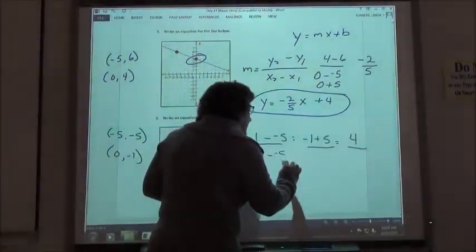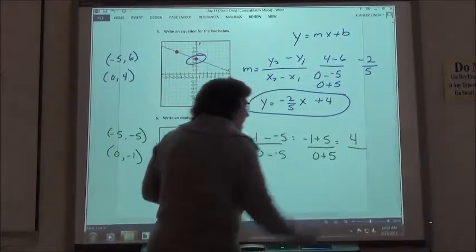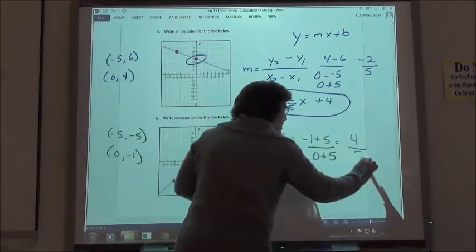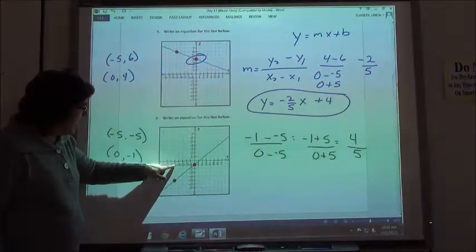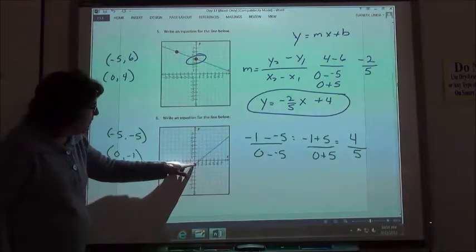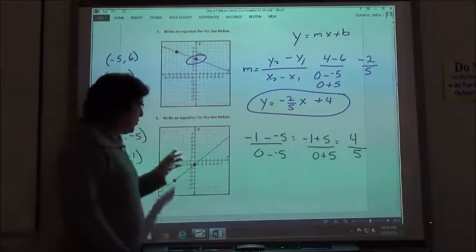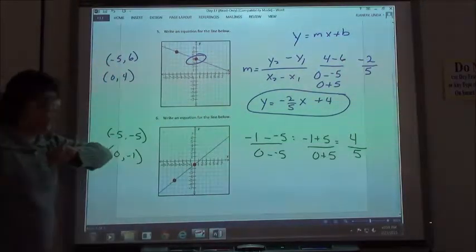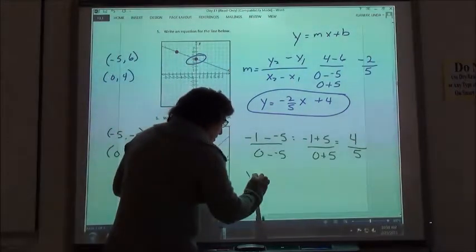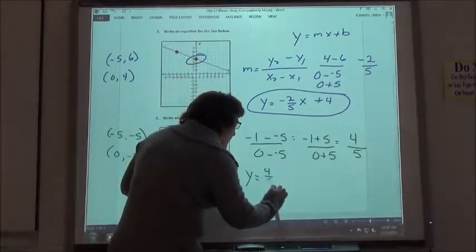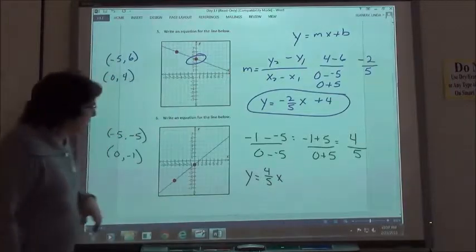0 minus a negative 5. Again, I'm subtracting a negative, so I change it to adding. 0 plus 5 is 5. So I went up 1, 2, 3, 4, and over 1, 2, 3, 4, 5. That's exactly what I did. So when you have that graph there, you can always check and make sure you're doing the slope formula correctly by counting. So y is going to equal 4/5 x, and then finding my y-intercept.